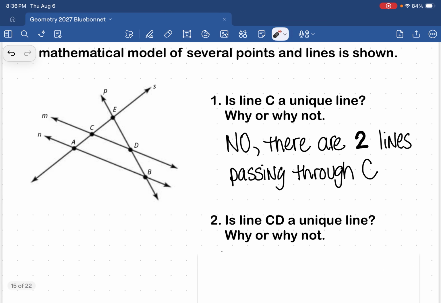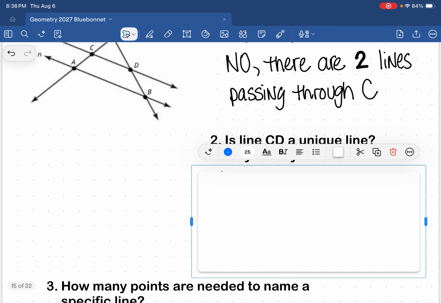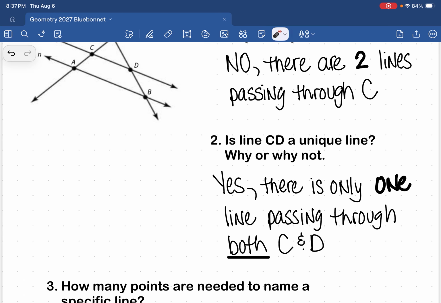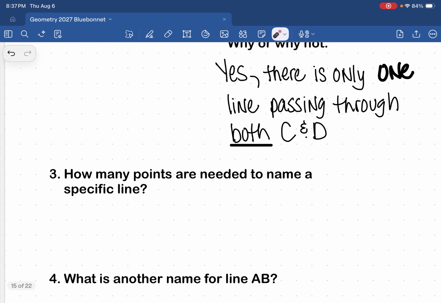Is line CD a unique name? Notice they're not using the symbol for line, they're using the word instead in this case. Totally fine. So let's find the points C and D because they asked us to find both. Is there only one line that goes through both points C and D? It would have to be this one. It's the only one that connects C to D. So I'm going to say yes. There is only one line that passes through both C and D. So it is a unique name.